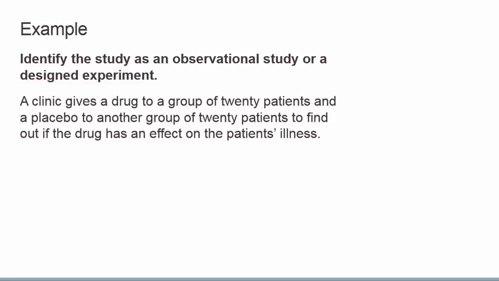Example: identify the study as an observational study or a designed experiment. A clinic gives a drug to a group of 20 patients and a placebo to another group of 20 patients to find out if the drug has an effect on the patient's illness. This is a designed experiment because they decided to give the drug to 20 patients while a placebo to the other 20 patients.